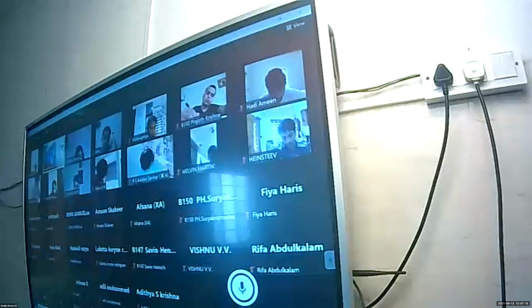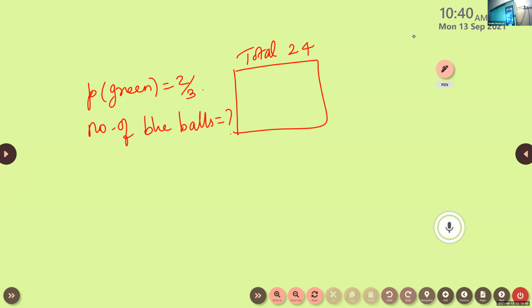Try this. What is the number of blue balls? Yes, what is the answer? 8. How did you get the answer? Tell me. Yes, try. 2 by 3 of 24 is equal to 16. Okay, so you are finding green is 2 by 3. Very good. So this is the number of green balls, isn't it?